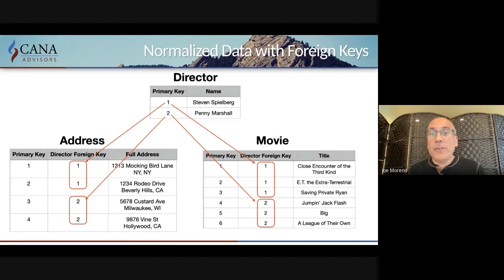If you went to the movie table and looked at row 6, A League of Their Own, if you wanted to know who directed that, you would follow the foreign key 2 to the primary key 2 in director table, and the name would be Penny Spielberg. That's why we relate database tables.